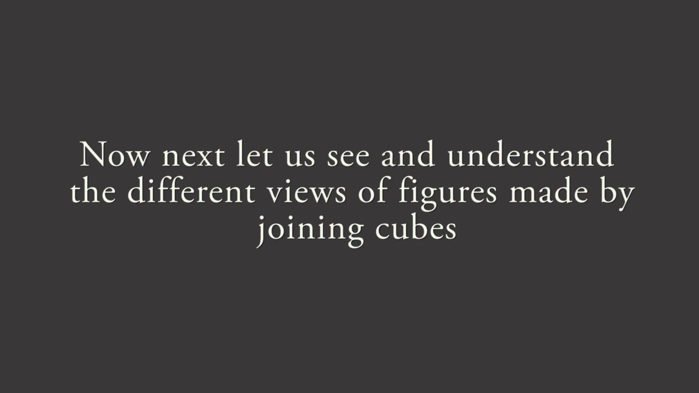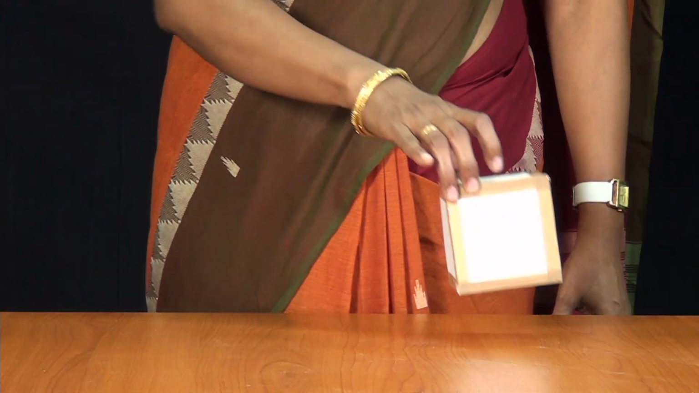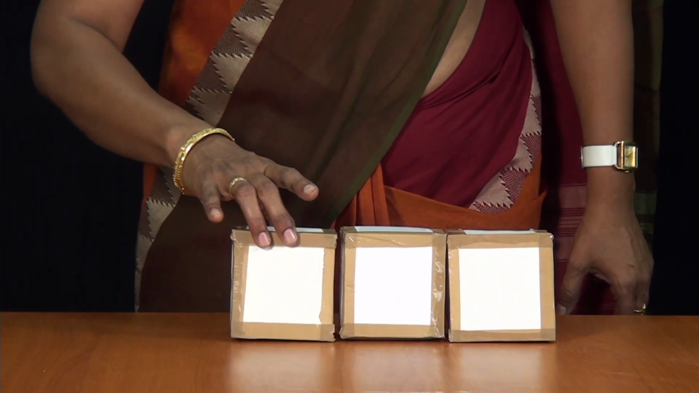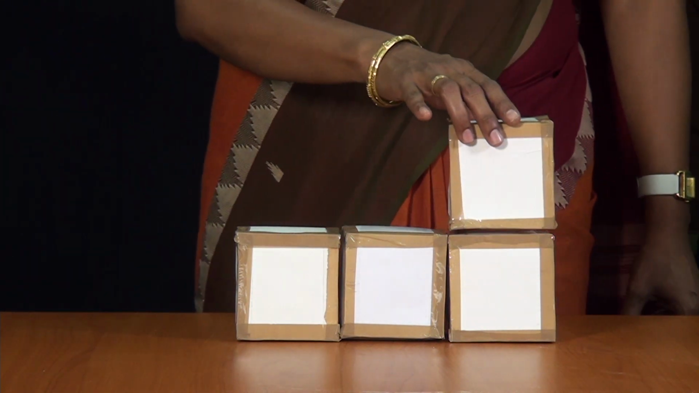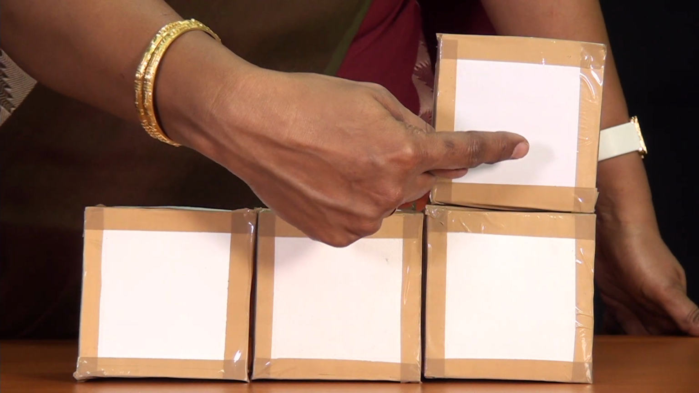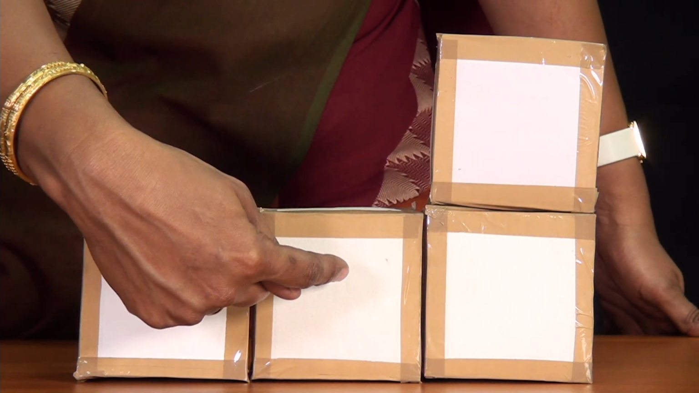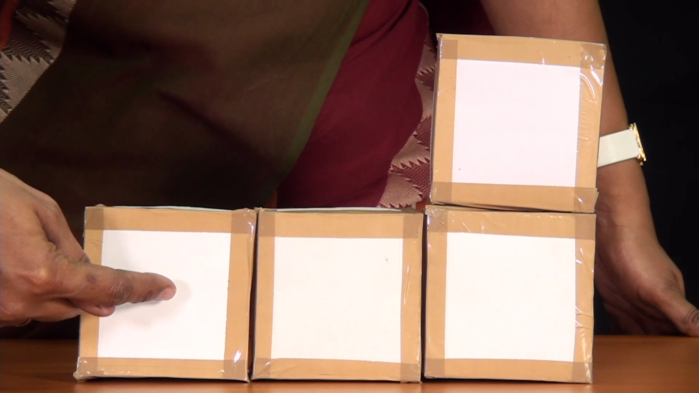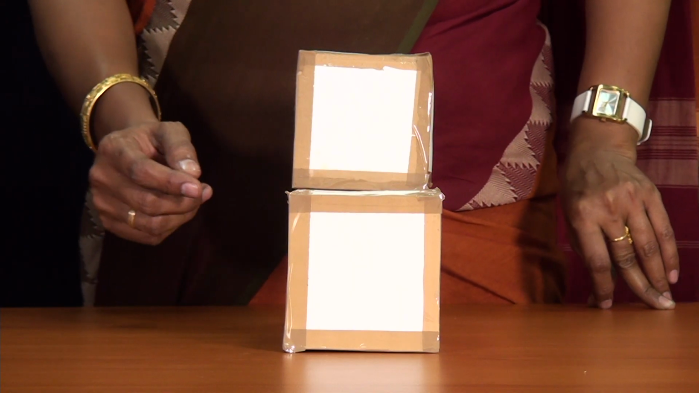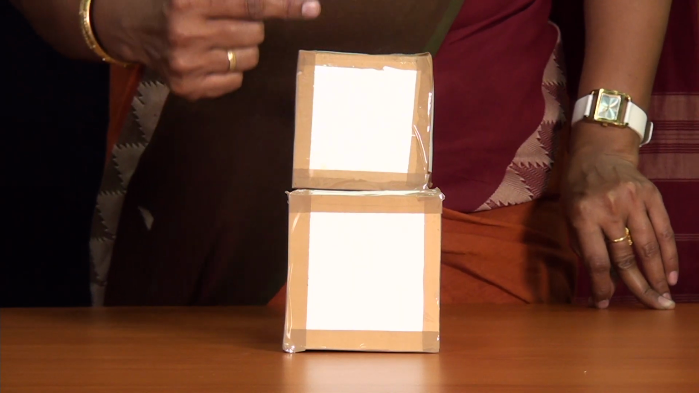Now next, let us see and understand the different views of figures made by joining cubes. Let us arrange the cubes in the form of a solid this way. Let us now look at the object from the front. What do we observe when we look at this object from the front? Yes, there are four squares seen from the front. Moving on to the side view. This is the side view of the object showing just two squares.